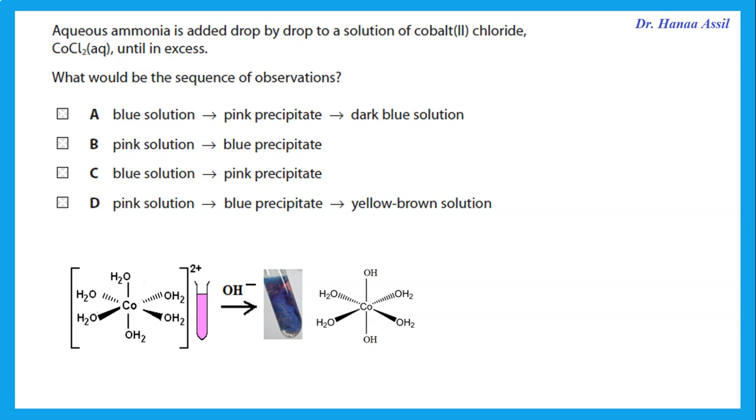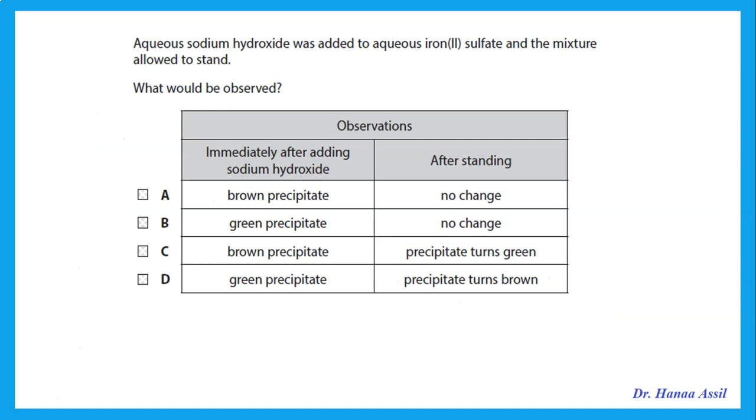So there is deprotonation of 2 of the water molecules to change them to hydroxide. Then we have a ligand exchange in which ammonia replaces the water molecules. This is a brown solution or a yellow-brown solution.